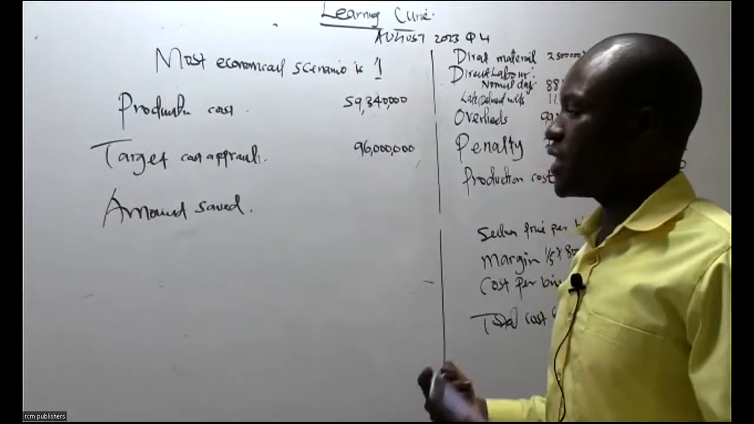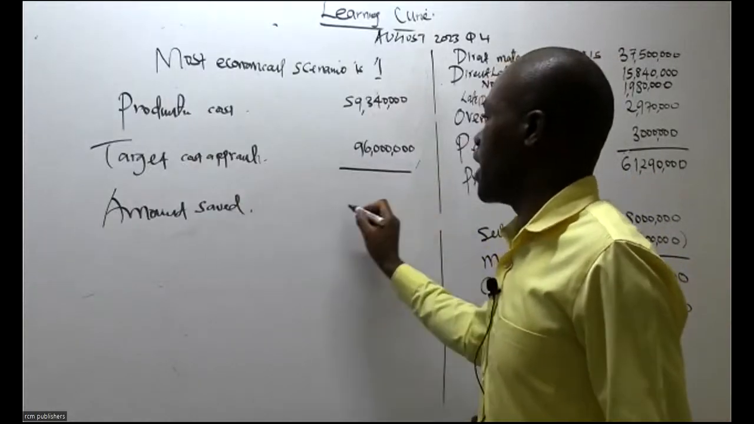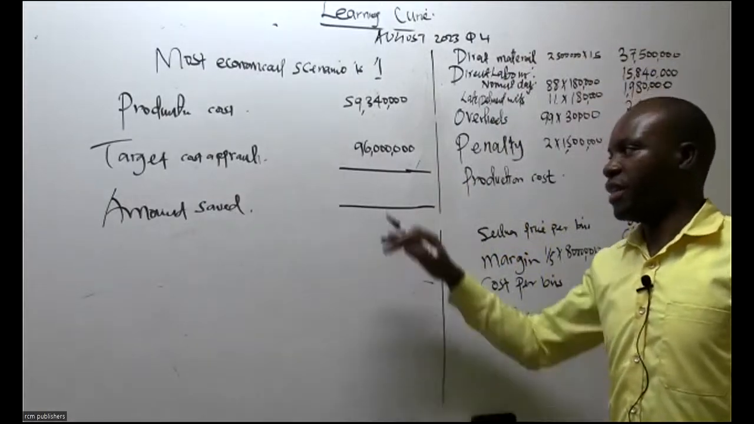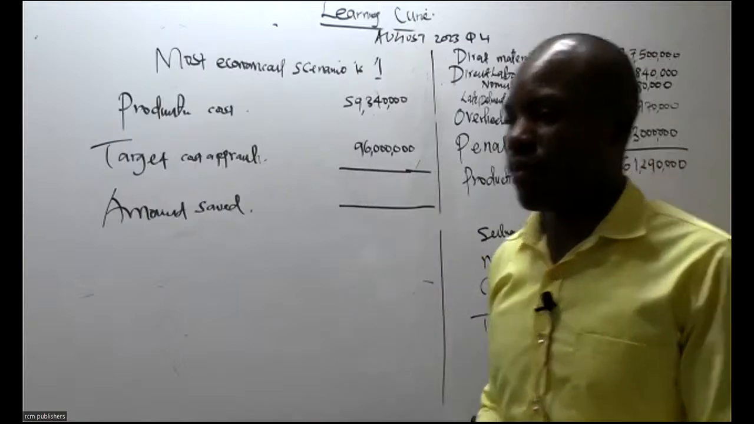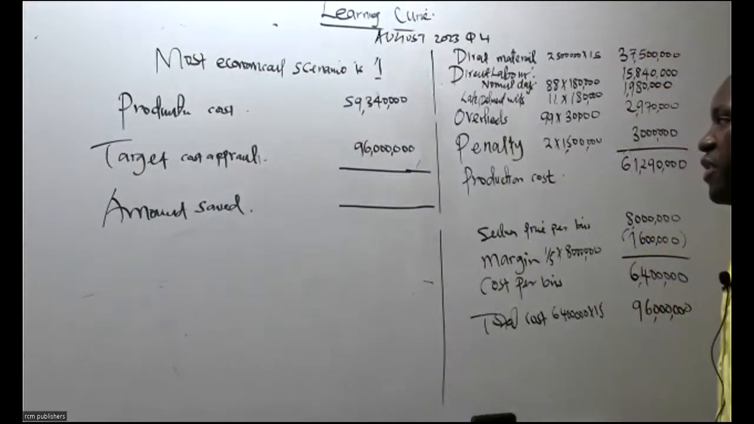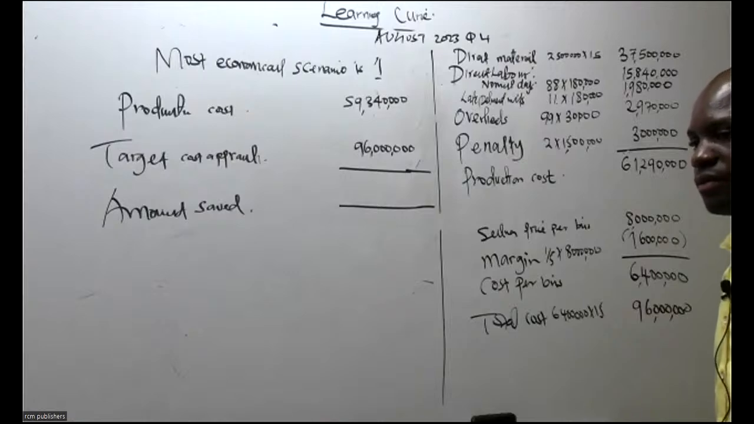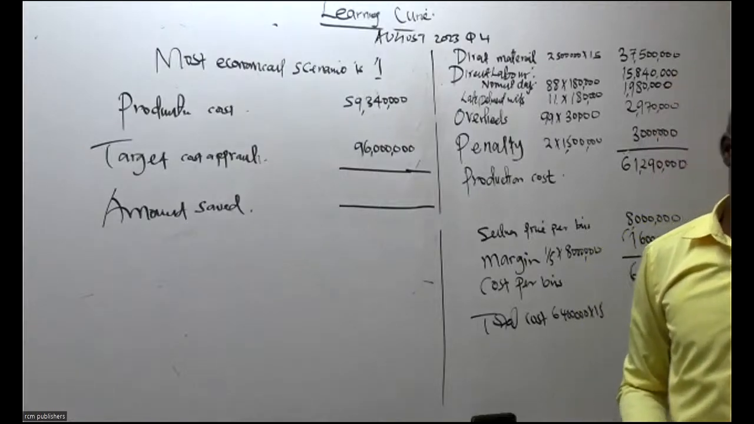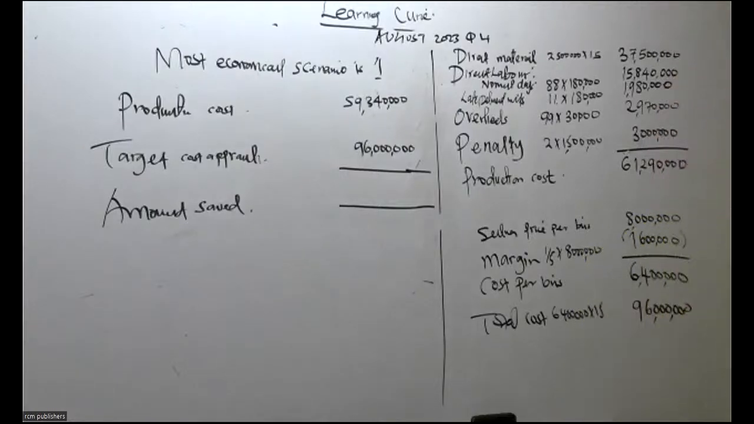There's an amount you are going to save. The amount saved is now the difference. Nipatie difference alafu tupatane Saturday 6 p.m. Give me the difference. How much are they saving for the 15 buses?